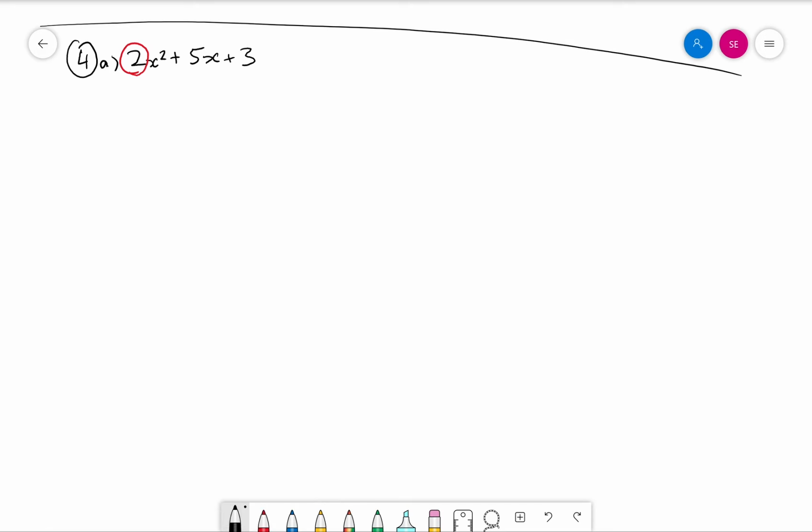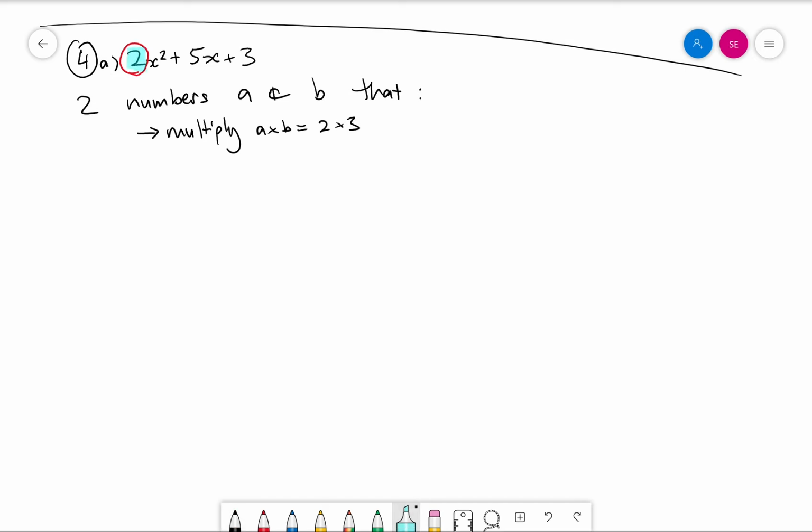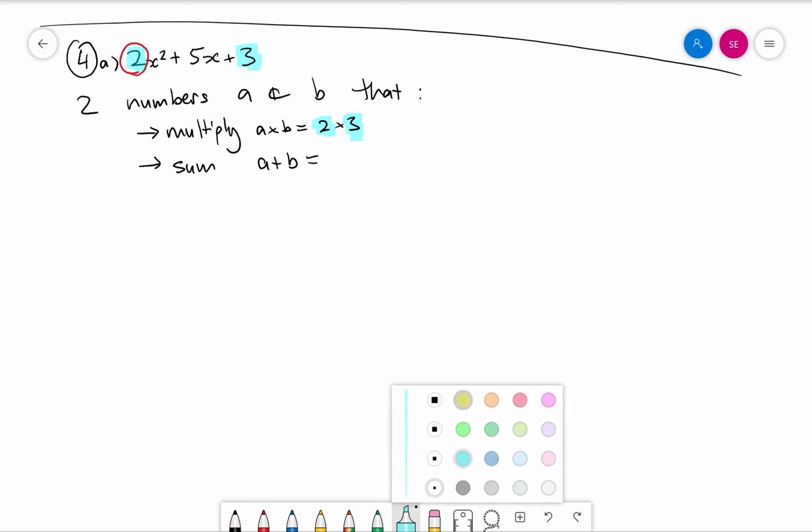Okay, what we want to do is find two numbers, which we'll call a and b, that multiply, so a times b, to equal 2 times 3. We got the 2 from here and the 3 from here. We also want them to sum, so a plus b is equal to this middle term here, so 5.